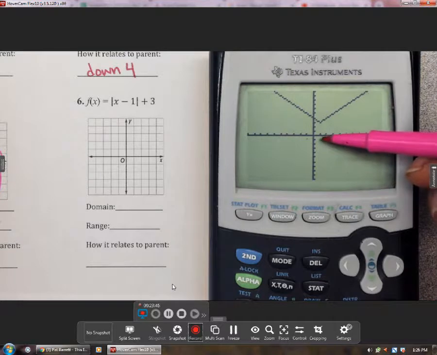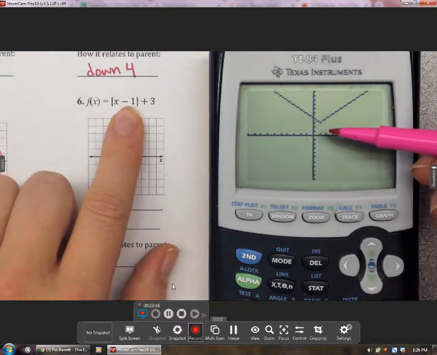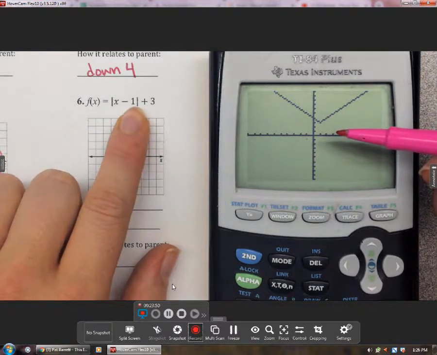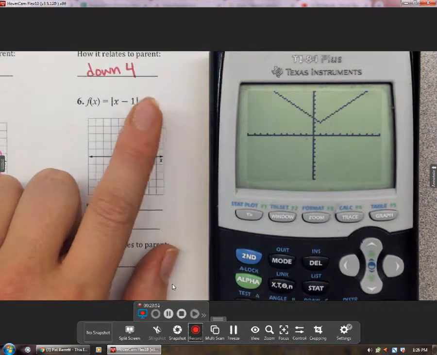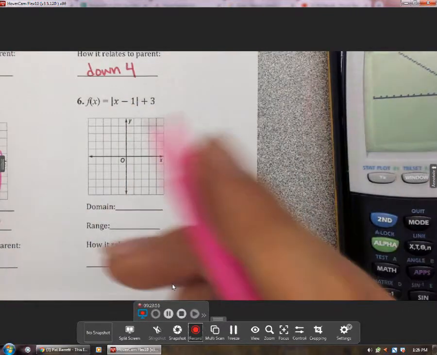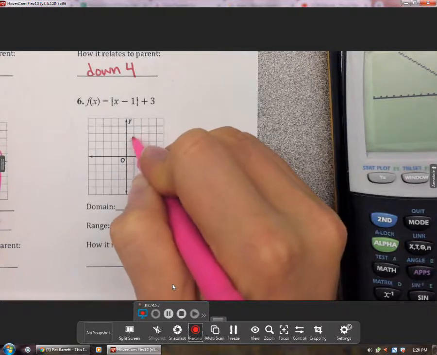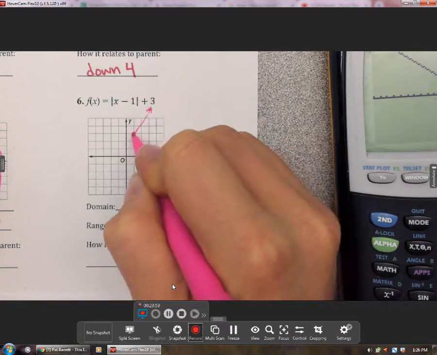It moved right 1, up 3. -1 tells us right, the opposite of what you think. 3 tells us up. So it went right 1, up 3. And looks just like this.